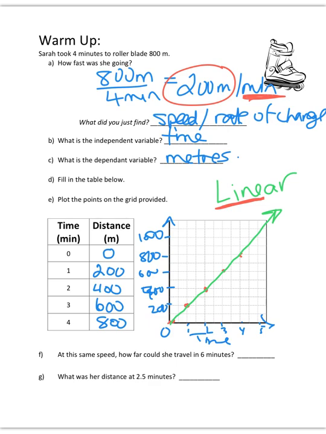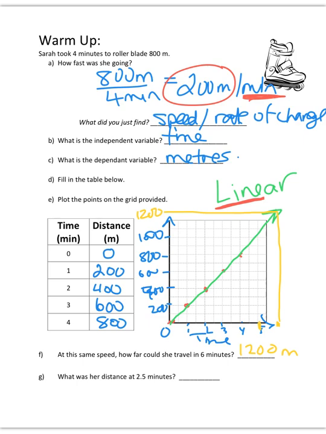The next one says, at the same speed, how far could she travel in 6 minutes? So we're going to extrapolate, look beyond. And I have 5 here, so 6 would be just outside. So I should have made my grid a little bit bigger. When I go up and hit this, we know that we go across and we're going to see 1,200 there. So that's going to be 1,200 meters.